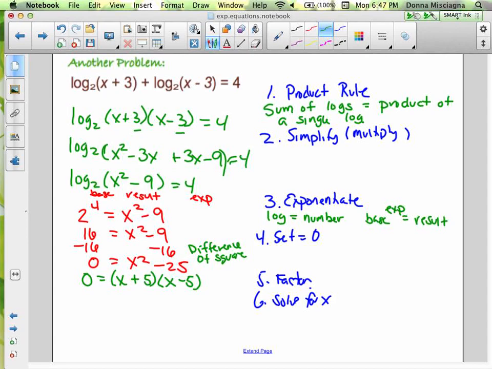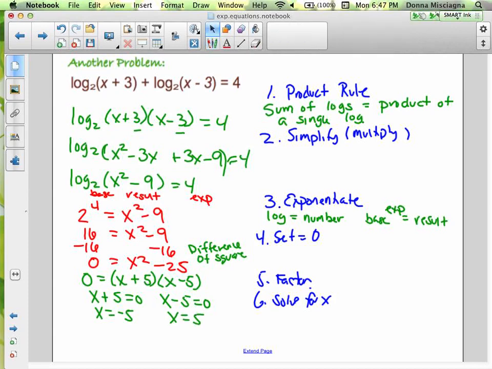All right, so now we just have to set our two factors equal to 0 and check them out. So if x plus 5 equals 0, x is negative 5, and if x minus 5 is 0, x is 5. So let's check those two out.